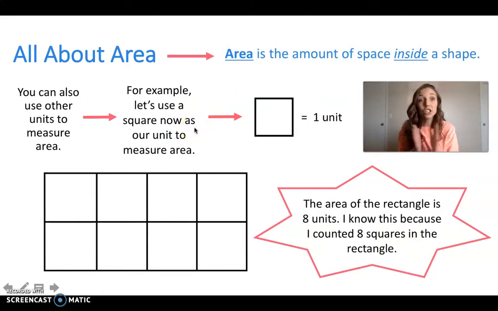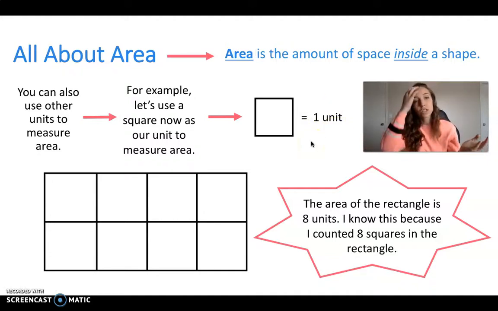So you actually don't just have to use triangles as your unit to measure. You can use anything that fits evenly inside of a shape. Okay? So for example, let's use a square now as our unit to measure. Okay? So this is going to be our unit, our square unit. Okay? Like I said, units is just another way to measure something, just like our feet and inches, that kind of thing. A unit is just a way to measure.